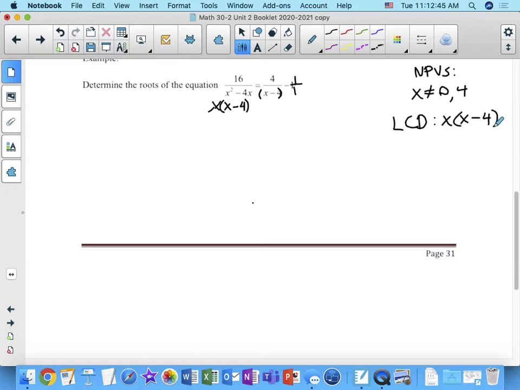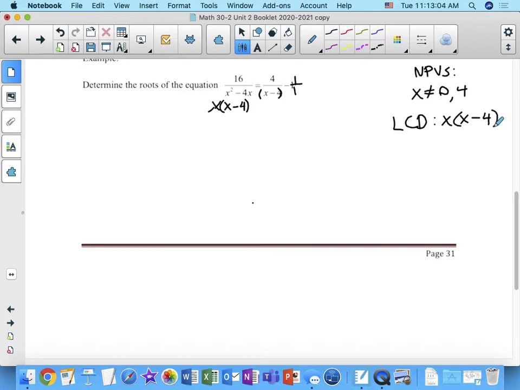Have I got that factor in my LCD? Yep. And then the other one is 1. Do I have a factor of 1 in my LCD? Yeah, 1 is a factor of everything. So I've got a factor of 1. So this is my LCD. It's x times x minus 4.